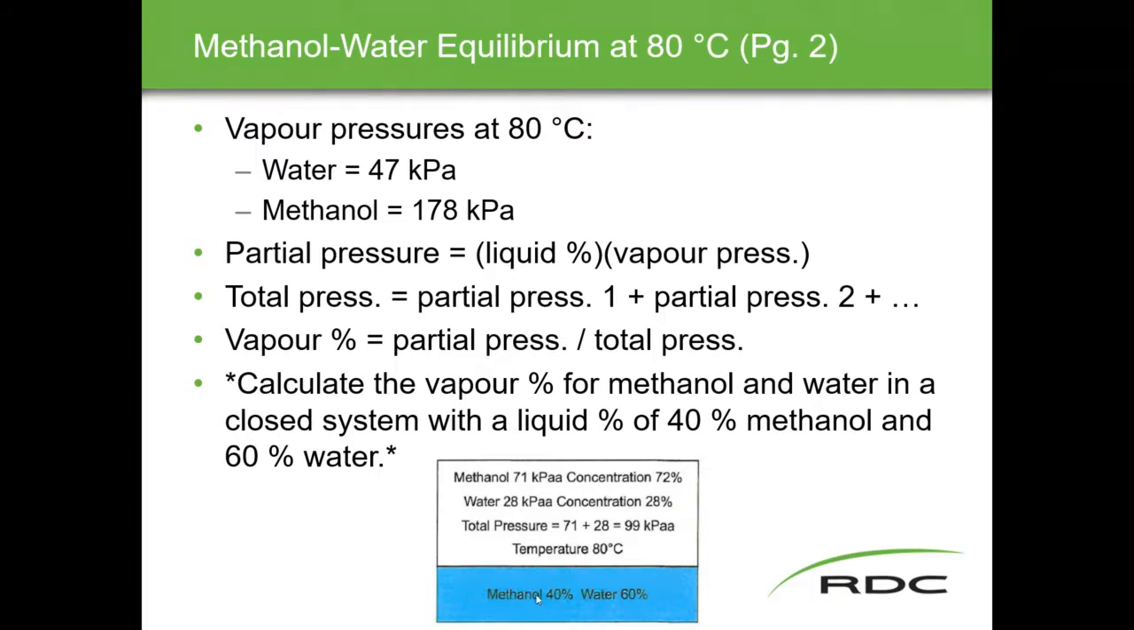If I had more methanol in here at this temperature, this pressure would be higher because the methanol is more volatile and it'll turn into a vapor quite easily at 80 degrees Celsius.